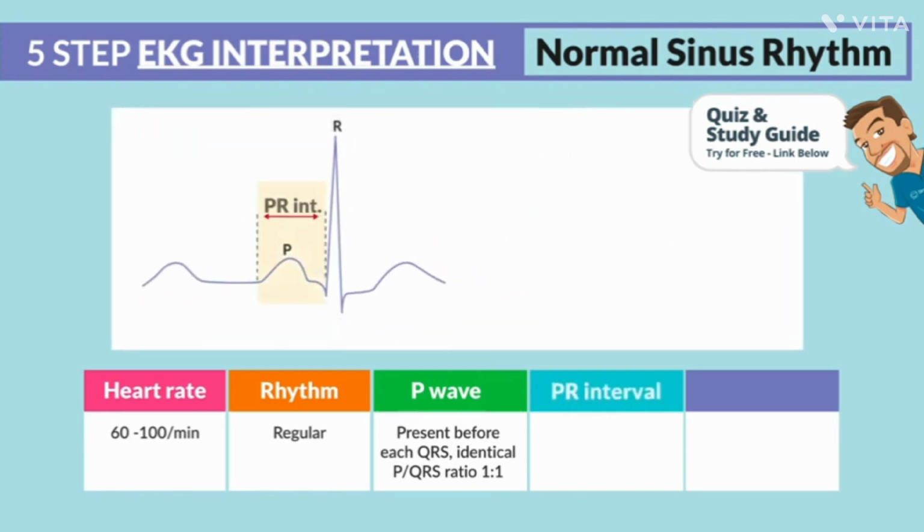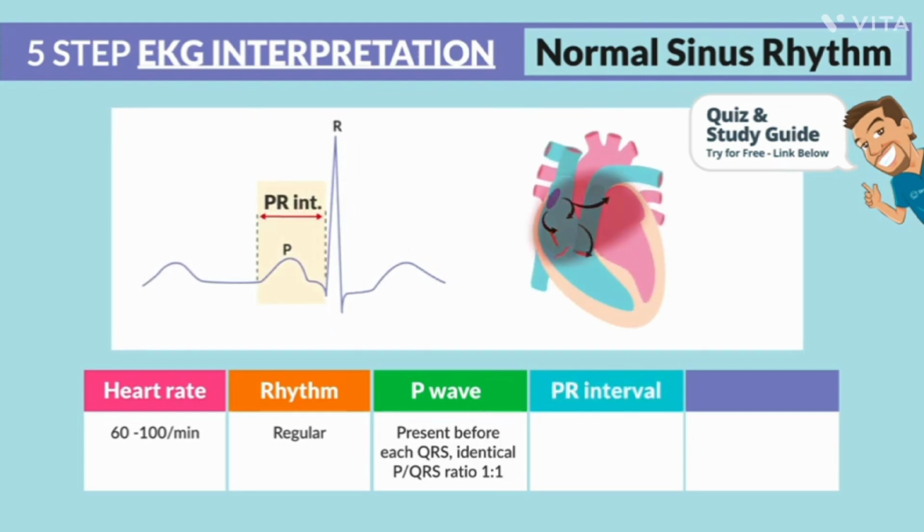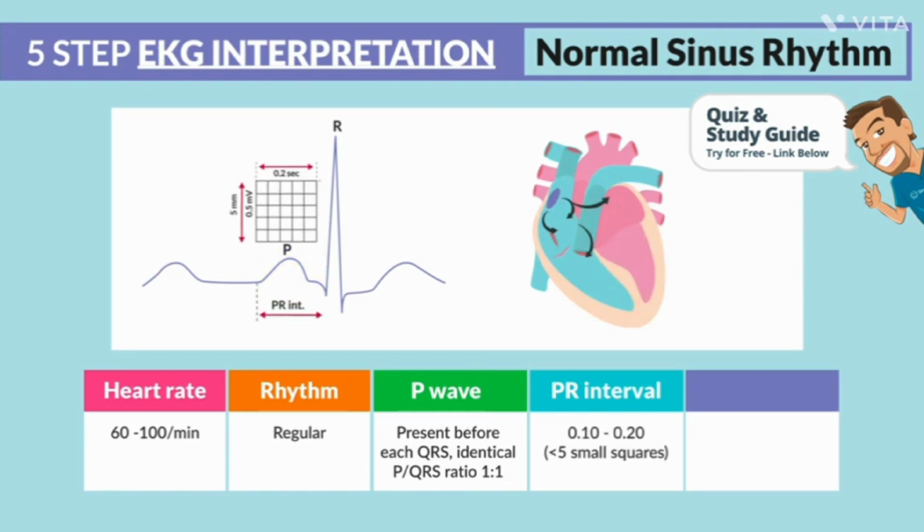Step number 4 is the PR interval. Basically measures the time it takes between the atrial contraction and the ventricular contraction. Now it should be 5 mini boxes or less. Or to get really fancy, it should be between 0.10 and 0.20 of a second.